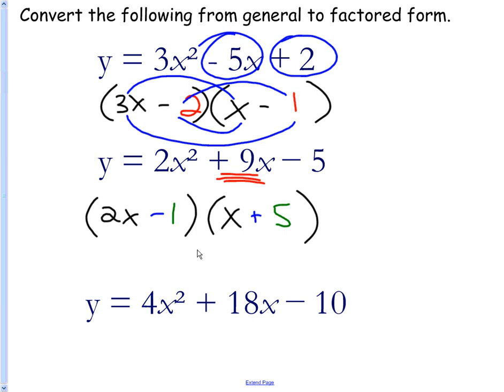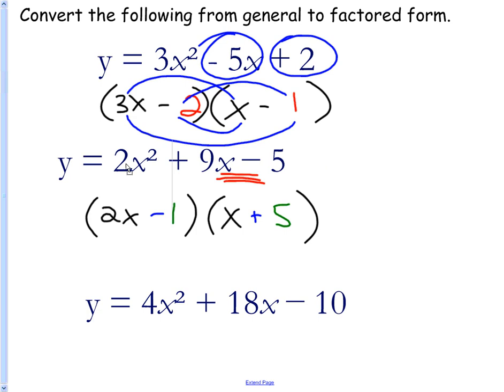All right, how can I tell if I'm right? I can be absolutely positive. Let's FOIL it out. So first, 2x squared. Outside, 10x. Inside, minus 1x makes 9x. Good. And negative 1 times 5 makes negative 5. It worked. First, outside, inside, last gives you the final answer, which is what you started with right here.